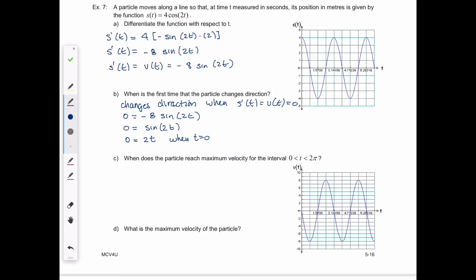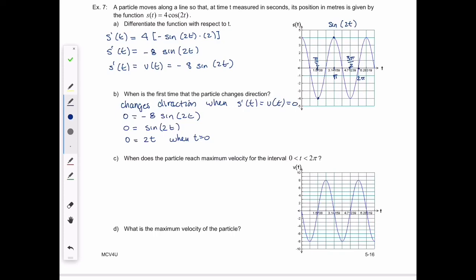If I were to actually draw the sine function, let me label this as pi, and here is going to be 2 pi. That's pi, 2 pi. This is going to be pi over 2. This is going to be 3 pi over 2. I forgot to mention that this graph here is really the sine of 2t. So we can see that it's equal to 0 right over here.